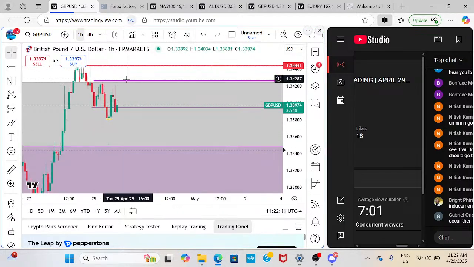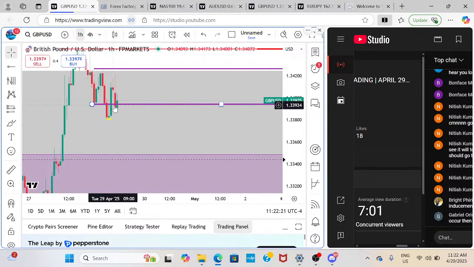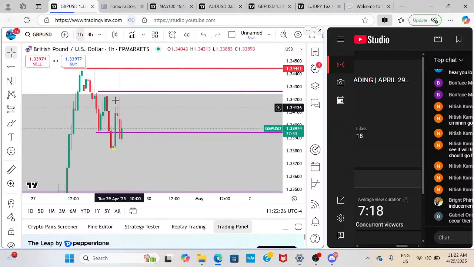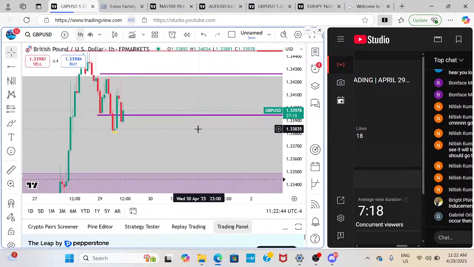A good area to have entered a short would have been right here. It should continue selling. There's a chance we might get a slight bounce back up because of this support here, but I think it's going to sell. So if you're going to sell, set your stop loss above this current resistance. 1.3446 would be a good area to set your stop loss for GBP/USD.